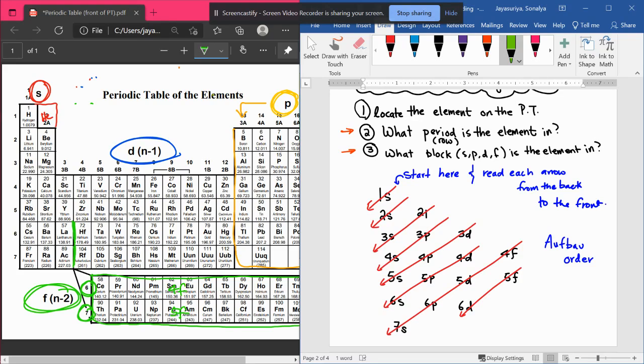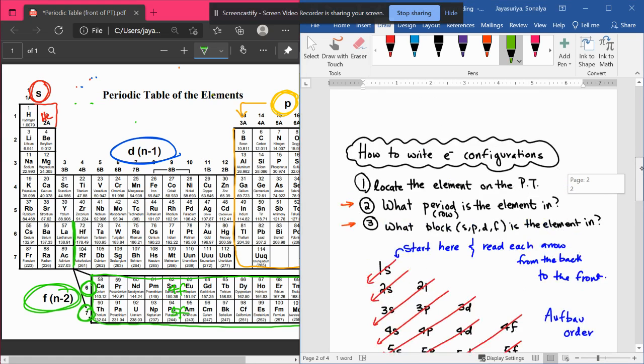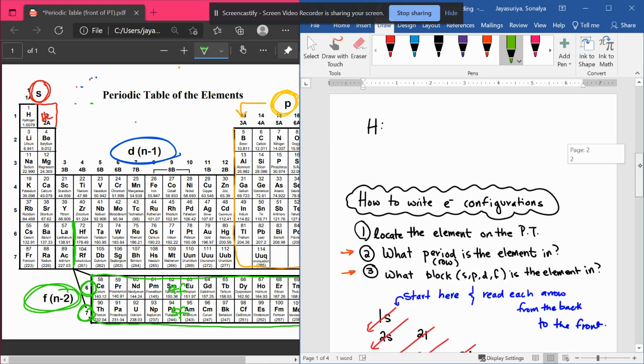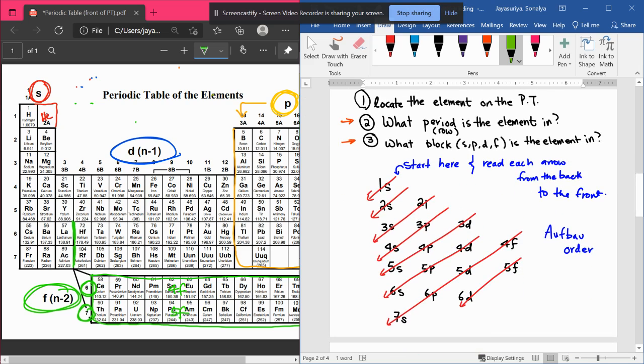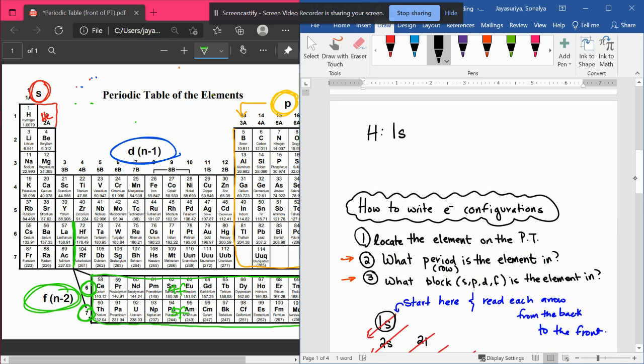Okay. Now that you know the main areas of the periodic table, s, p, d, f, you are ready to do electron configurations. So here's the first thing you do. You locate the element, you figure out what row the element is in. For hydrogen, it's in the first row, and the block for hydrogen is the s block. So now you look at your Aufbau order, and the period and the block tell you the stopping point for your element. For hydrogen, the starting point and the stopping point are both the same. You start at 1s and you stop at 1s. So all you write is 1s.